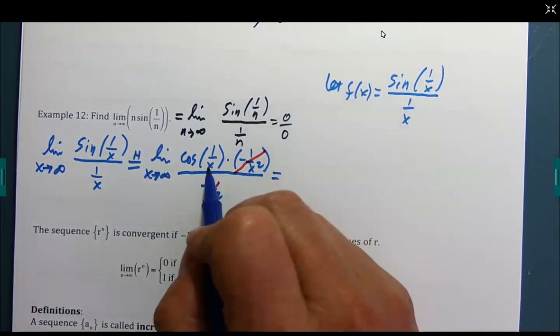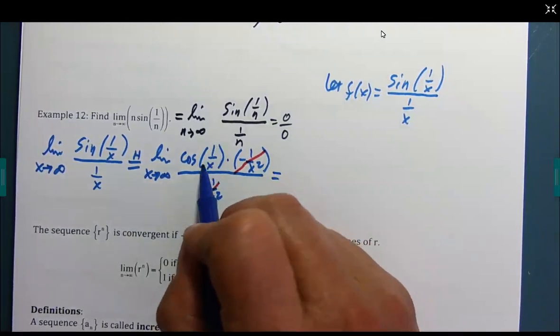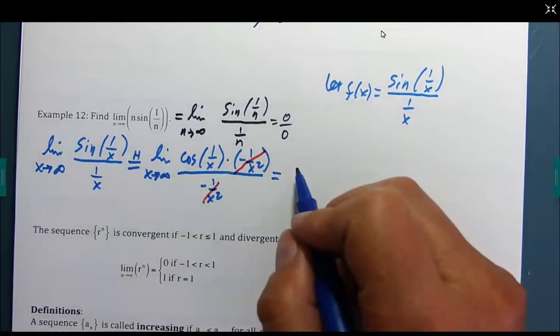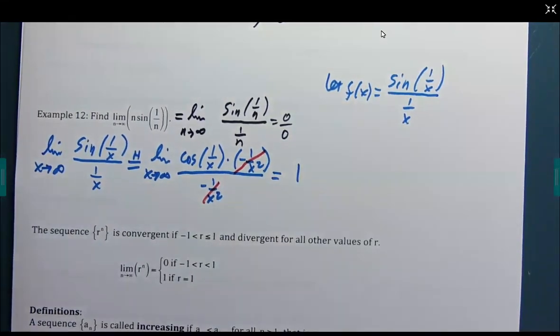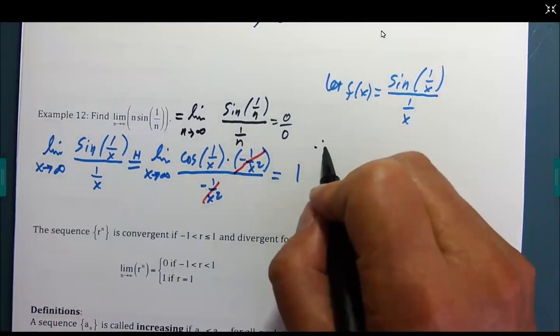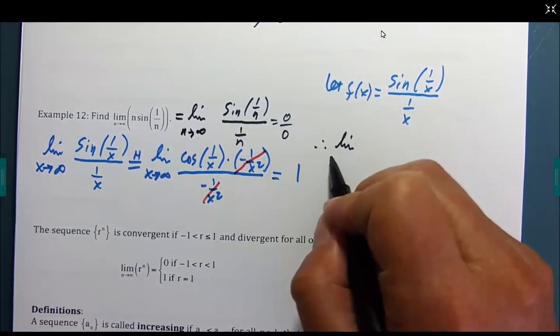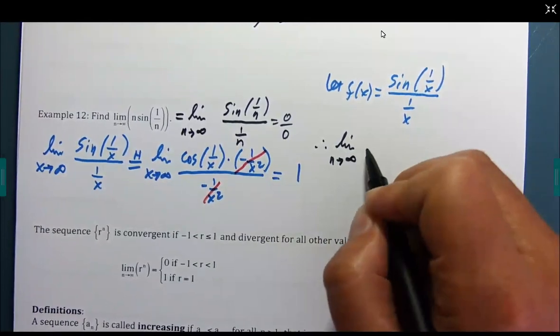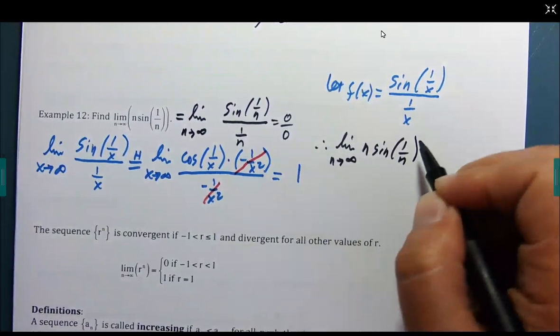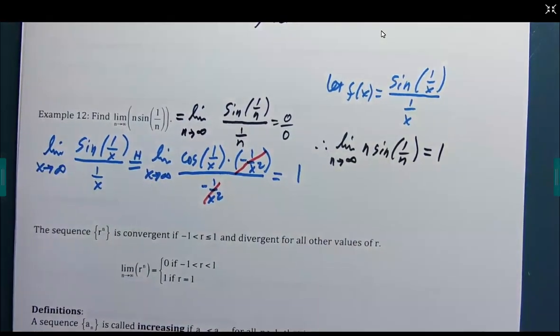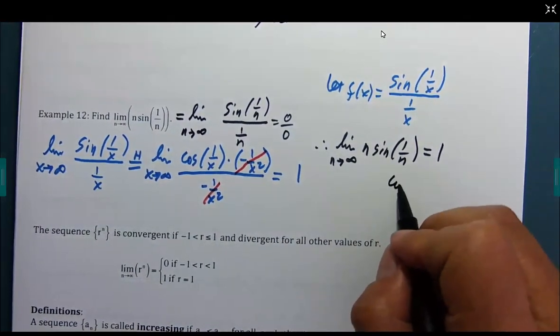So what is the limit as x goes to infinity there? Well, that's going to make that whole part there go to 0. And what's the cosine of 0? 1. Therefore, we can conclude the limit as n approaches infinity of n sine of 1 over n is equal to 1, which once again is convergent.